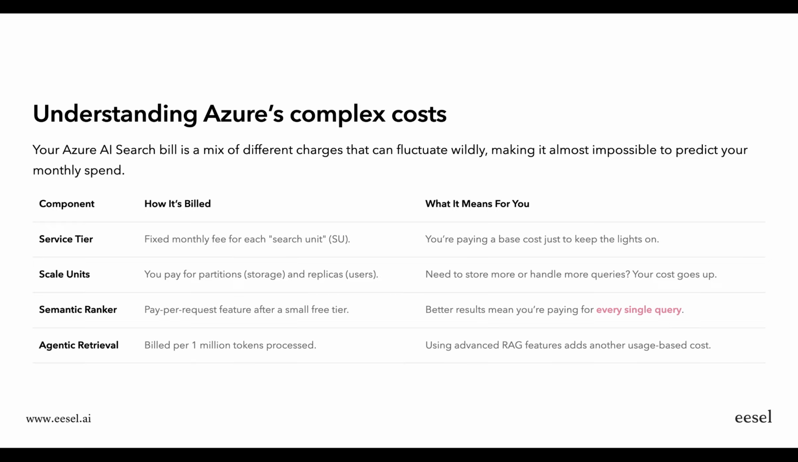Beyond the build, understanding Azure's pricing model can be a real headache. Your Azure AI Search bill isn't a single number. It's a mix of different fluctuating charges for things like service tiers, scale units, semantic ranking, and agentic retrieval. This multi-variable pricing makes it incredibly difficult to predict your monthly spend, and your bill can spike unexpectedly.